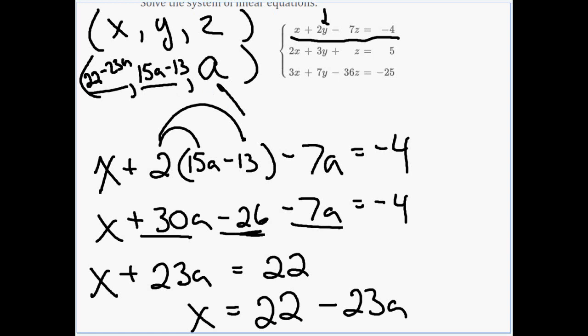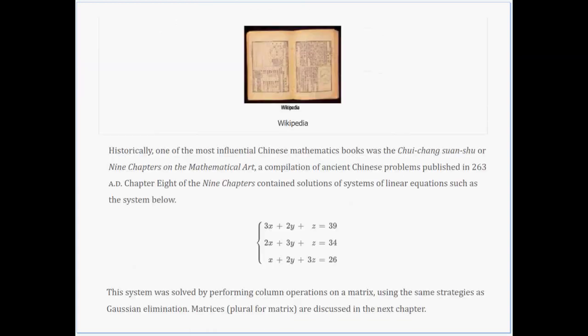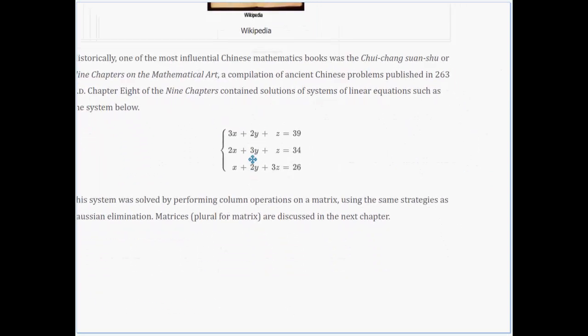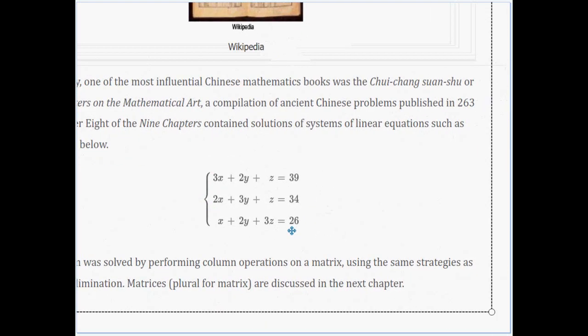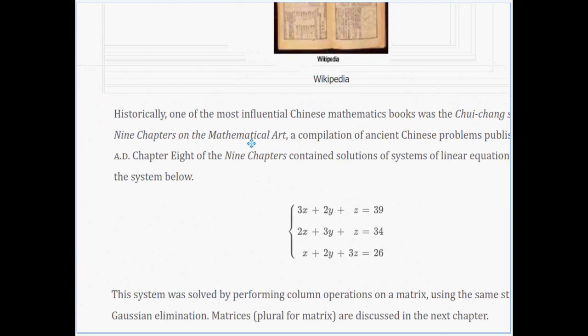Okay, one more example and one more practice problem, and here we go. Oh, a little history note. One of the most influential Chinese math books, published in 263 AD. Chapter 8 of the 9 chapters contains solutions of systems of linear equations such as this very system. So students have been solving these types of problems for almost 2,000 years. I'd like to get a copy of that very old math book.